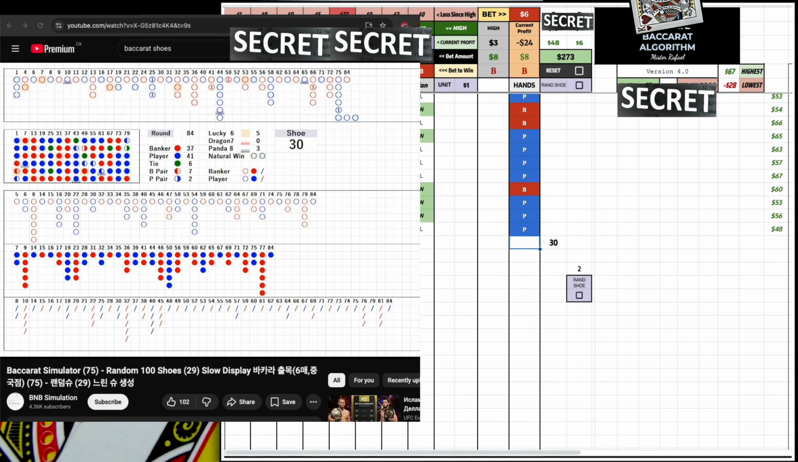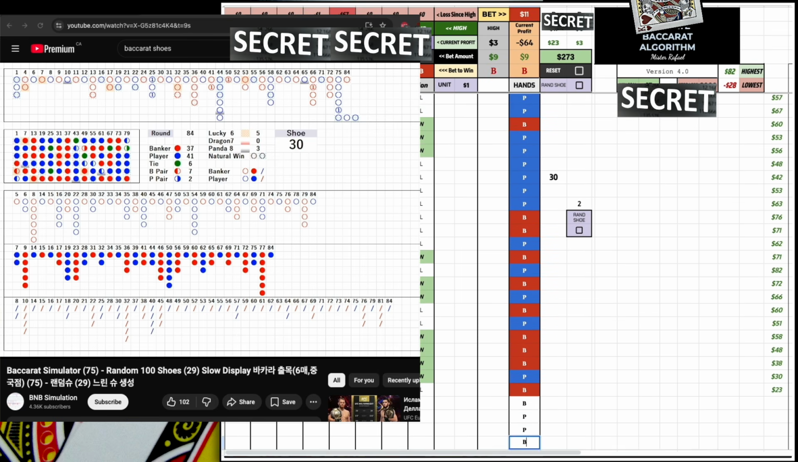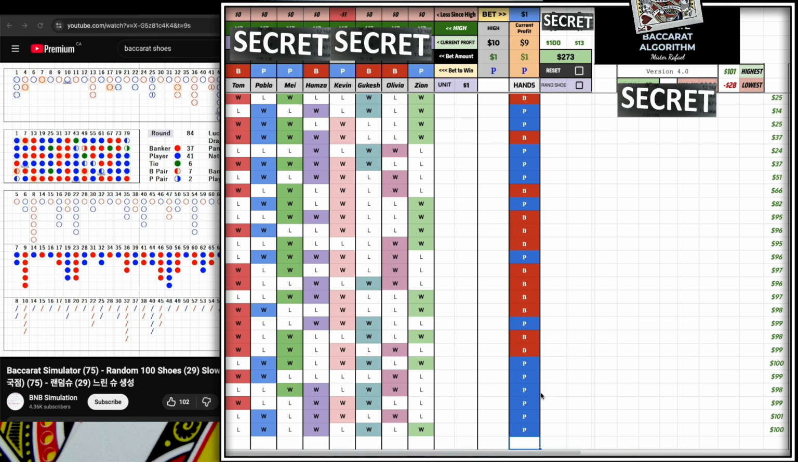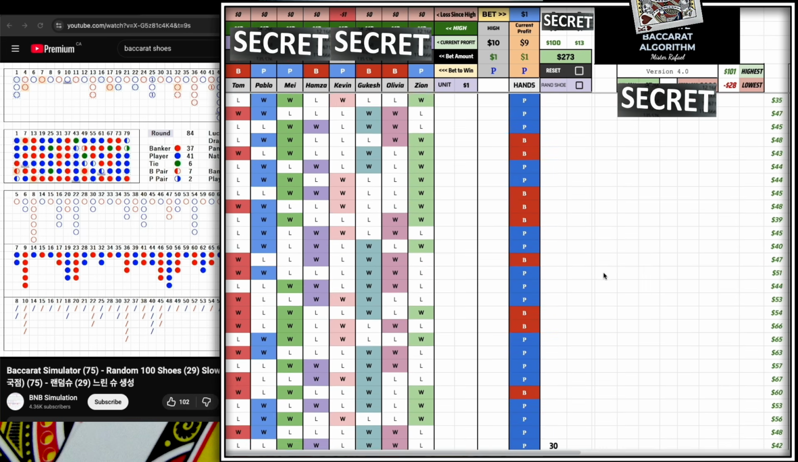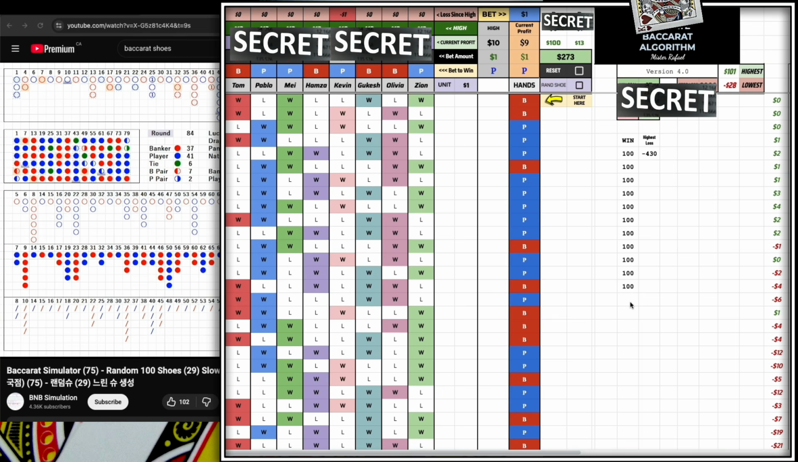Okay, shoe 30. Here we go. All right, I made it to this column here, 44, with the player streak of 6. And notice we hit the win goal right here, $100. Biggest drawdown for this session, minus 28. So no need to update that.